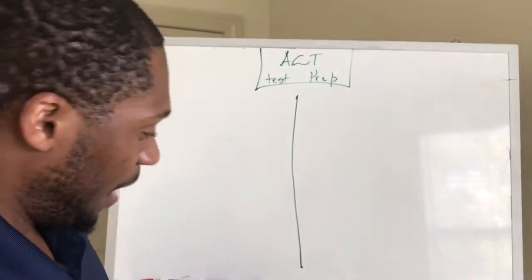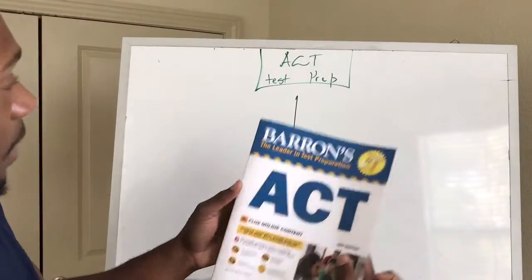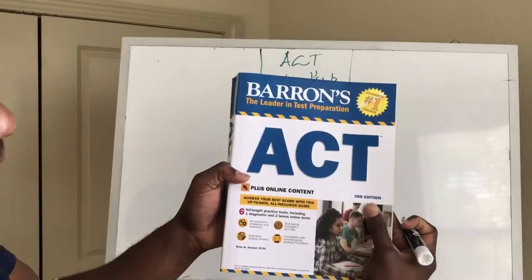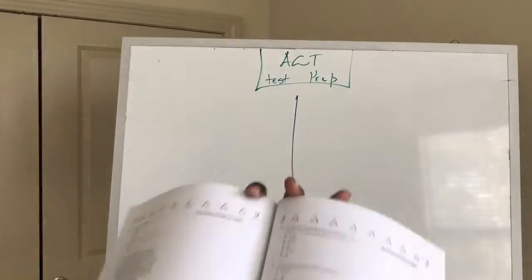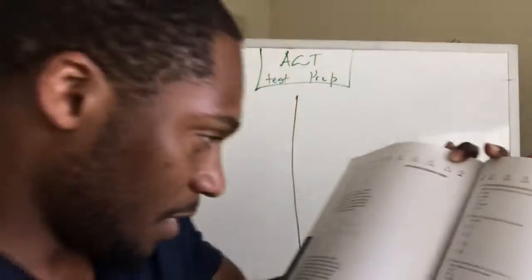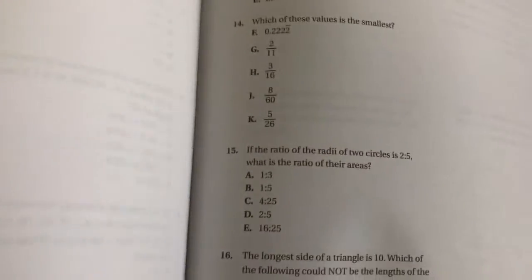All right, we're still doing ACT test prep. We're using this book. And let's try to solve number 16. I thought number 16 was interesting.